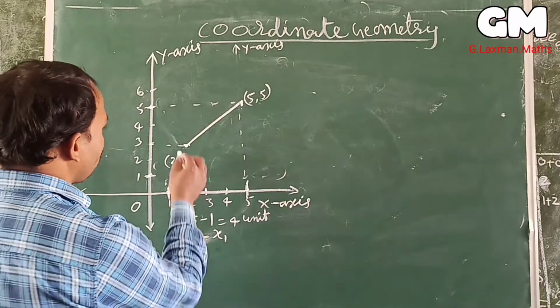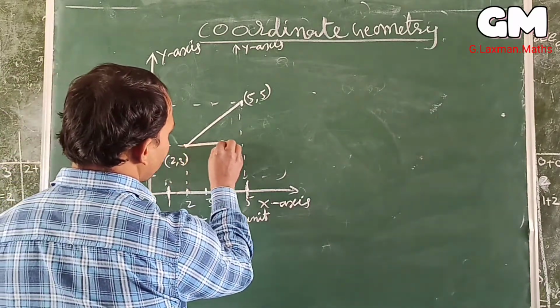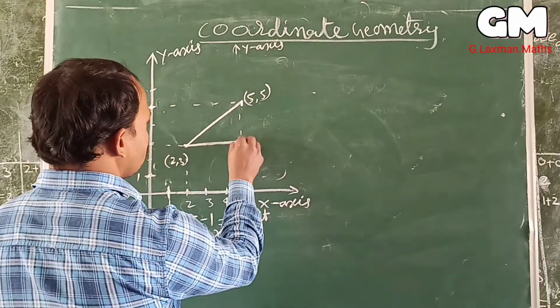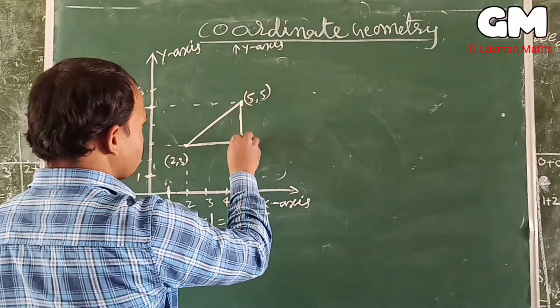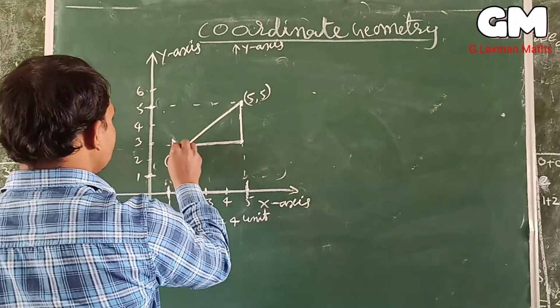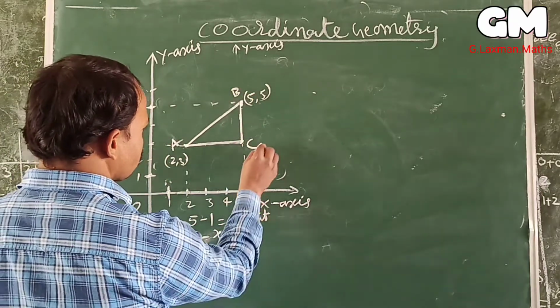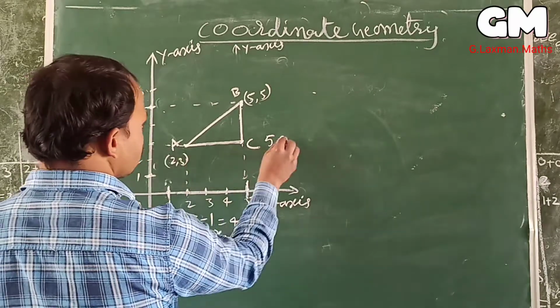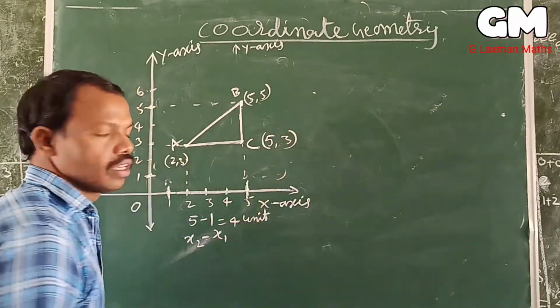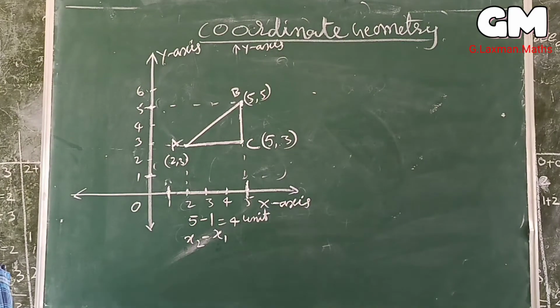So what we have to do is draw a line parallel to the x-axis and a line parallel to the y-axis. Suppose this is A, this is B and this is C. So what is C? The x coordinate is 5 and the y coordinate is 3. So how can we find out the distances?